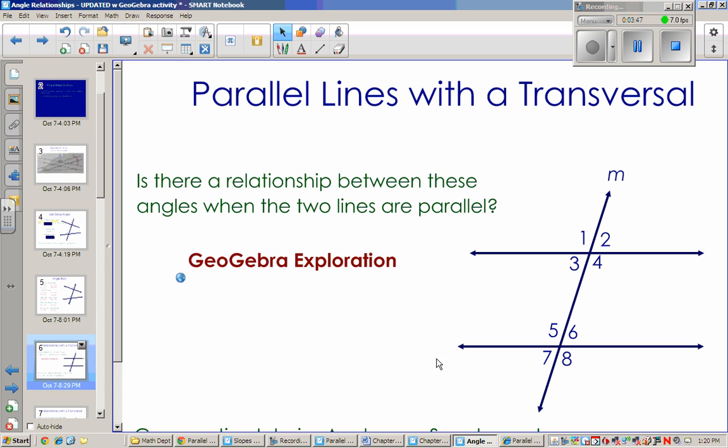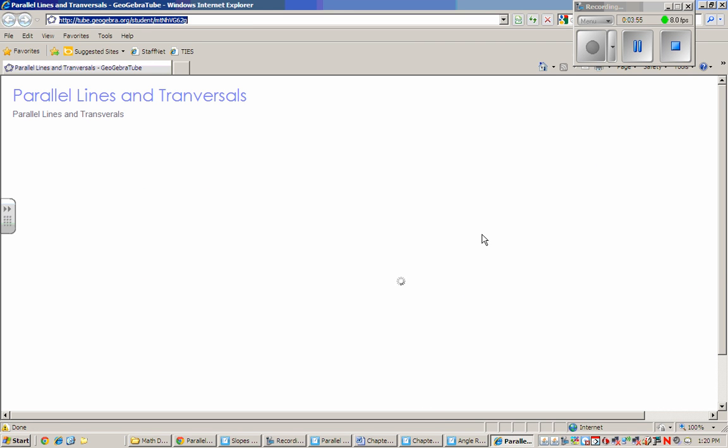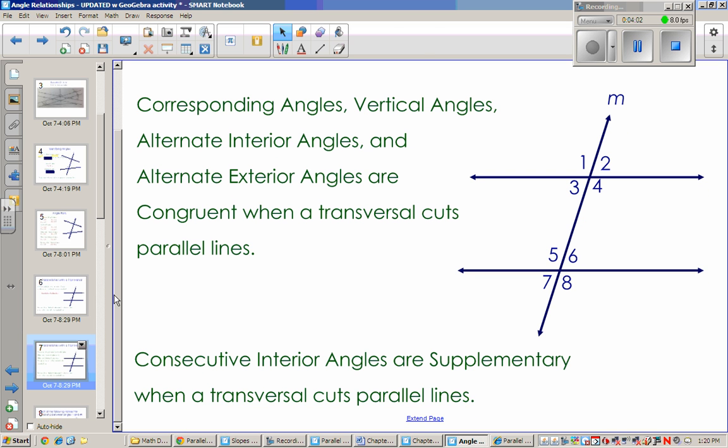So if we take a look at what we found from that: corresponding angles, vertical angles, alternate interior angles, and alternate exterior angles are congruent when the transversal cuts those parallel lines. And the consecutive interior angles are supplementary. So all the other ones are congruent, or, for consecutive interior, supplementary.